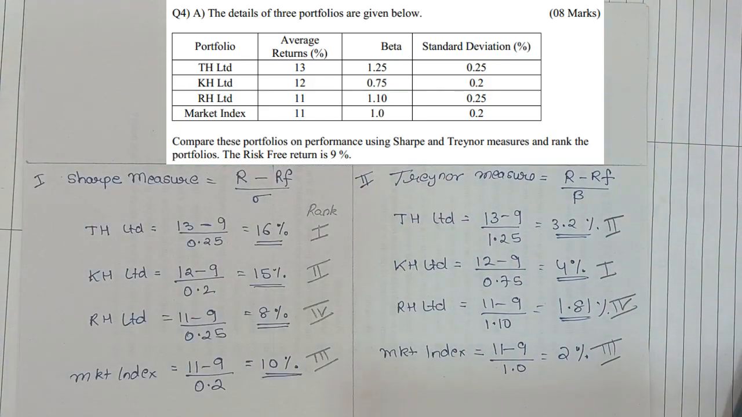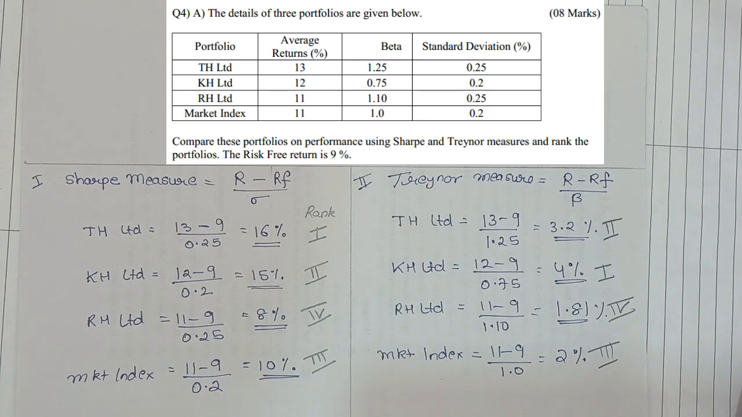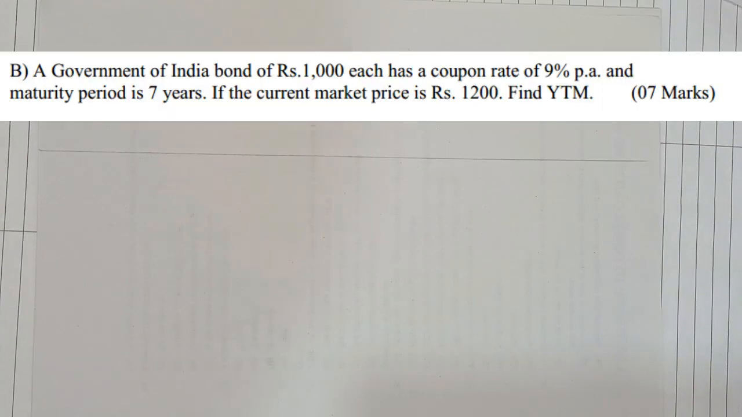You all can open both the Sharpe's measure and Treynor's measure. This is question number 4A, so you all can go through it once. Now the next question under the same question number 4B was, the government of India bonds of rupees 1000 each has a coupon rate of 9% and maturity period of 7 years. If the current market price is 1200, find the YTM, that is yield to maturity.